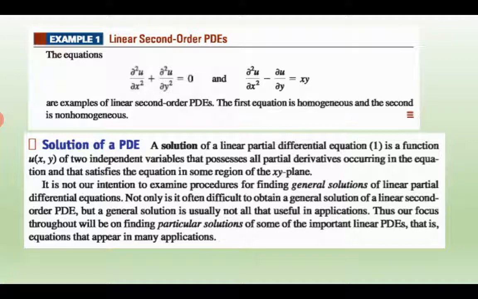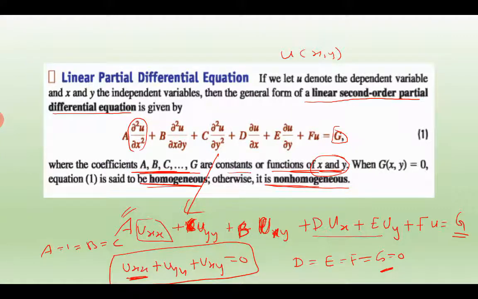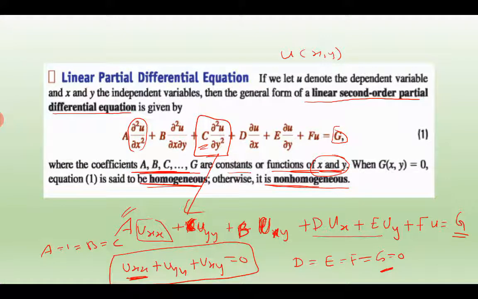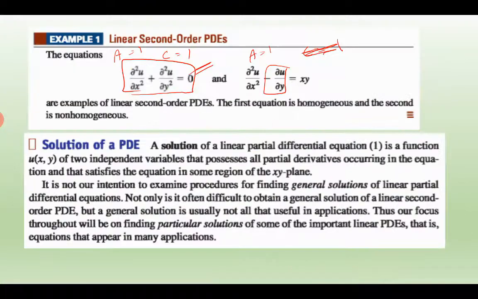Now here from this one, what do you identify? What is the a value and the c value? The coefficient of u_xx is a, so a is 1, and c is 1, since when you differentiate twice with respect to y, the coefficient is c. All other constants are zeros for this one. Here a is 1, and the coefficient of dou u by dou y is e. So e is -1, all other constants are zeros.